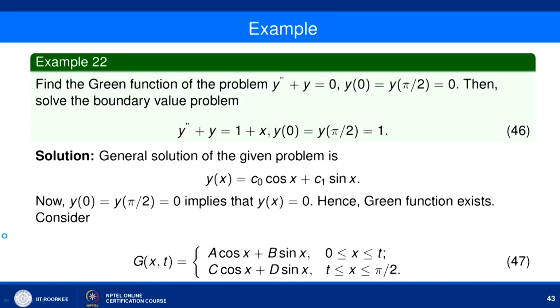Okay. So now let us consider one simple example based on whatever we have just presented. Find the Green's function of the problem y double dash plus y equal to 0 with the boundary condition y of 0 equal to y of pi by 2 equal to 0. Then we want to solve the non-homogeneous problem, that is, y double dash plus y equal to 1 plus x, with non-homogeneous boundary condition as well, that is, y of 0 equal to 1 and y of pi by 2 equal to 1.